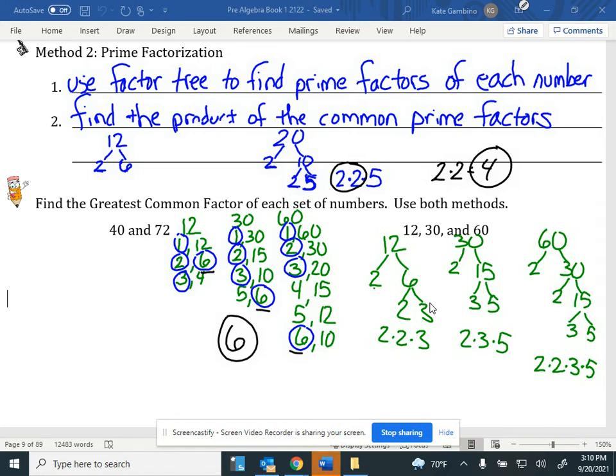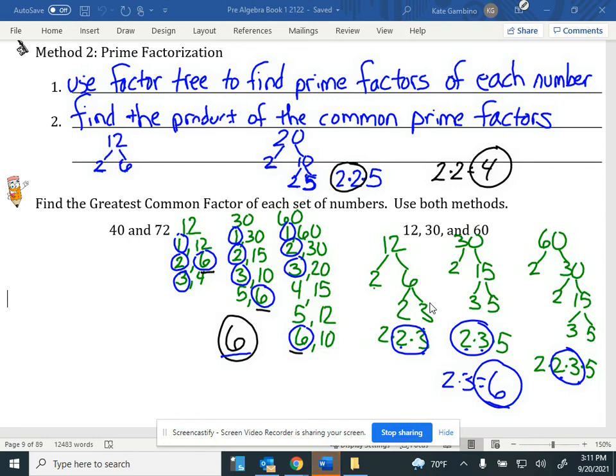So we need to compare what prime factors they all share. And I see in each of these, I see one 2 and one 3. So they all share a 2 times 3. And 2 times 3 equals 6. We got the same greatest common factor going either way. It doesn't matter which way you use, you get the same greatest common factor.